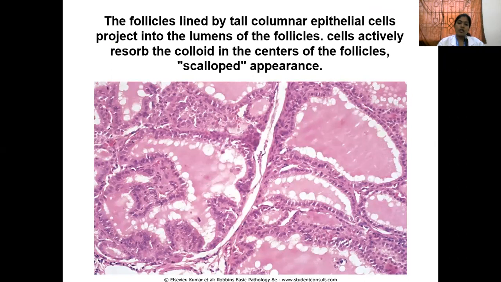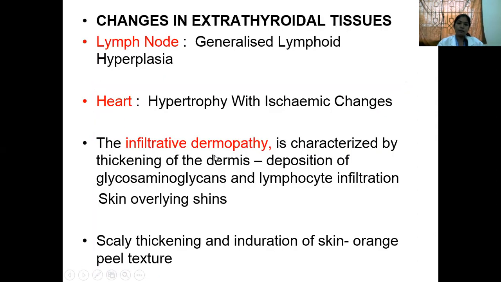This is the histopathological picture of the thyroid. Here you can see the follicles are lined by tall columnar epithelial cells which project into the lumens of the follicles. The cells actively resorb the colloid in the center of the follicles, so that's why they have a scalloped appearance. Can you see the scalloped appearance here? They resorb the colloid from the center, they have a scalloped appearance, and you can see they are lined by tall columnar epithelial cells. Sometimes you can see tiny papillae projecting into the lumen of the follicle.